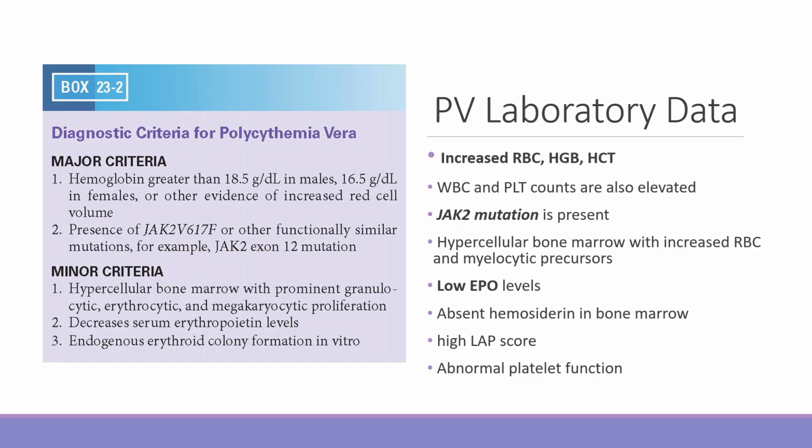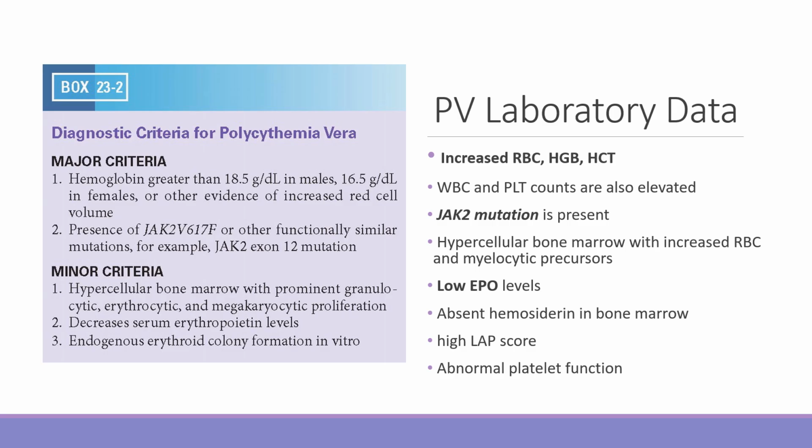So let's look at some laboratory data associated with polycythemia vera. First thing we're going to notice is an increased red blood cell count, hemoglobin, and hematocrit. We are also going to see an elevated white blood cell count and platelet count. Now, again, just like CML, PV also has some cytogenetic indicators. And this one is called the JAK2 mutation.